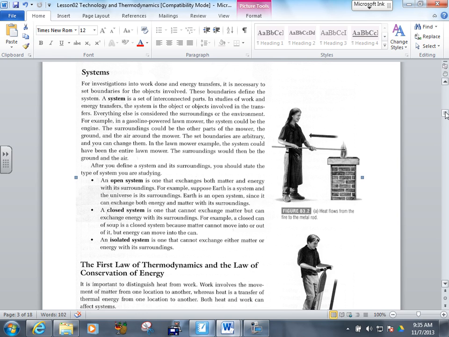All right, you're an open system. You're always exchanging matter and energy with your surroundings. You breathe in and out. You're exchanging matter: carbon dioxide, oxygen, water vapor. And you're always releasing energy to the surroundings. So you would be an open system.